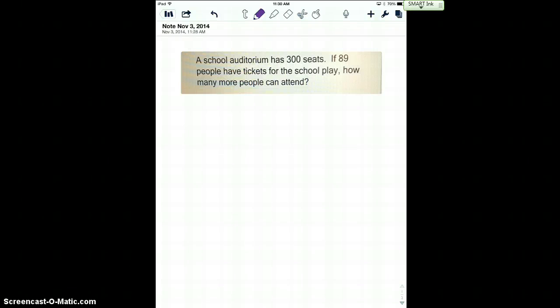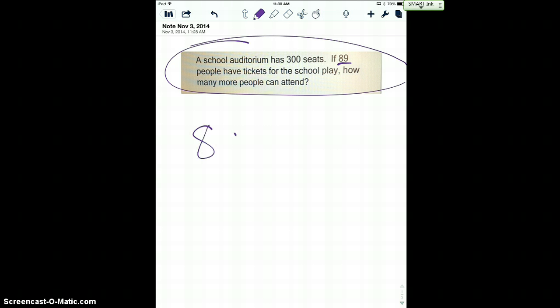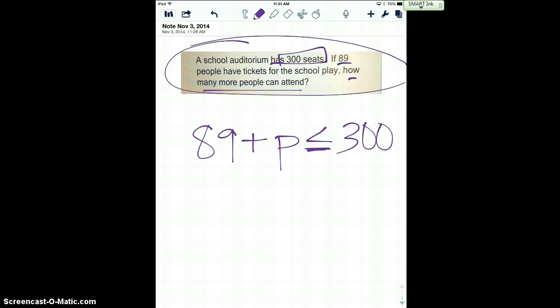All right. In the exit question that you had, it looked really good in the room of making an inequality out of this situation. So we have 89 people who have tickets for the school play. How many more people can attend if the school auditorium has 300 seats? So the inequality that most of you chose was 89 + P has to be less than or equal to 300, because there are 300 seats.